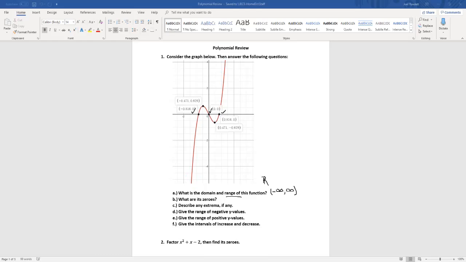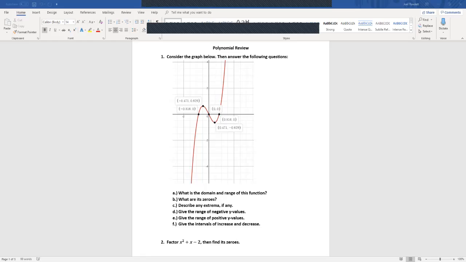So what are the zeros? Well, those are going to be the x values for each of those 0 y values. So negative 0.816 would be a 0. Also, x is equal to 0 would be a 0. And then x is equal to 0.816 is going to be a 0. So those are the 3 zeros for this graph.